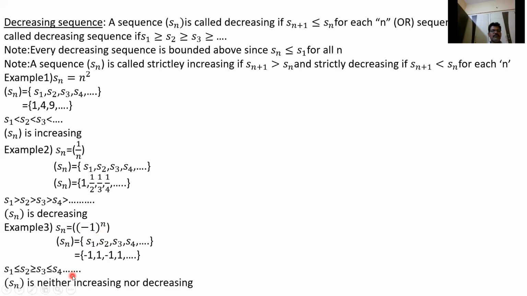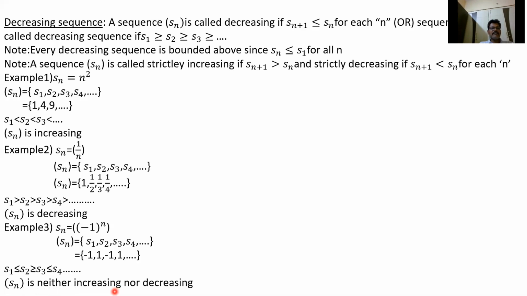So here we observe it. S1 is less than or equal to S2, first it is increasing, then decreasing, then increasing. It is neither increasing nor decreasing. It is not an increasing sequence, and not a decreasing one, because the first term is less than the second term, and the second term is greater than the third. So Sn is neither increasing nor decreasing.